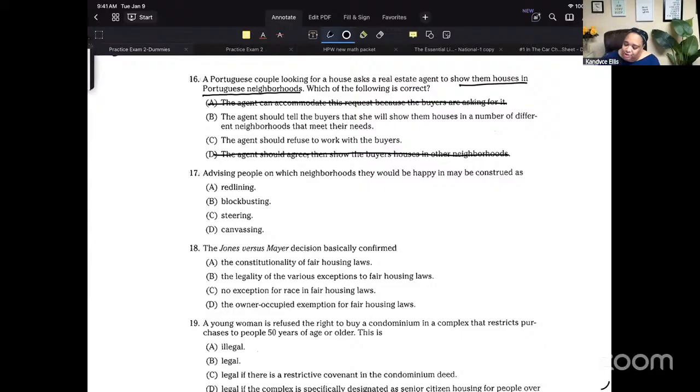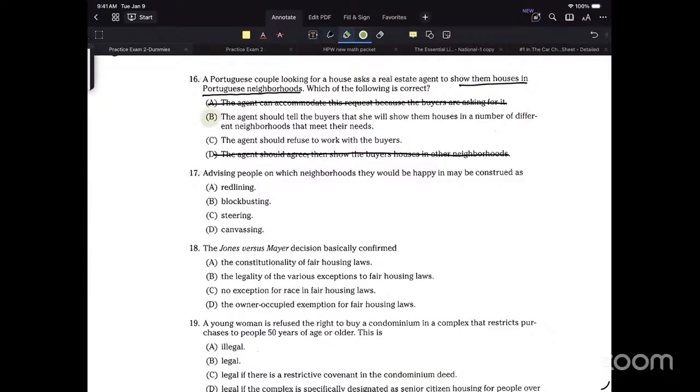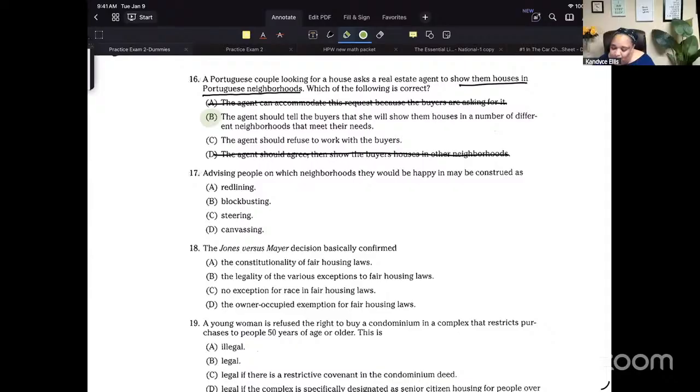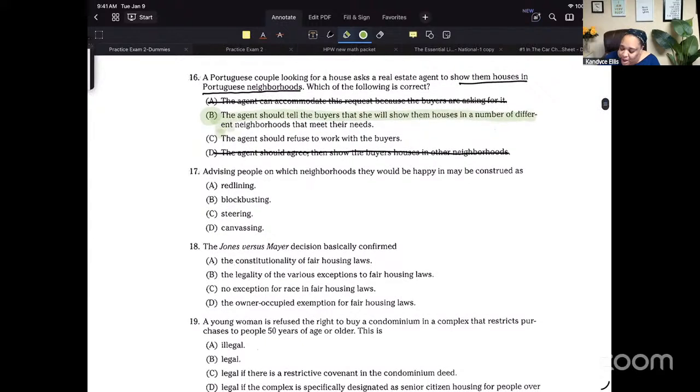But now we've got, should I refuse to work with the buyers, or should I tell the buyers I'll show you houses in a number of different neighborhoods that meet their needs? I think B is the best answer. Yep. Right? B is the right answer. You are correct, ma'am. There's our confident Caroline. B is the right answer.